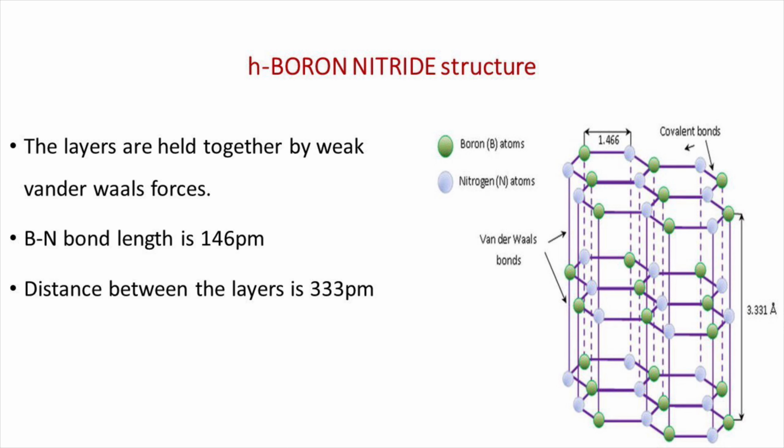In the hexagonal boron nitride structure, the layers are held together by weak van der Waals forces. The boron-nitrogen bond length is 146 picometer and the distance between the layers is 333 picometer.